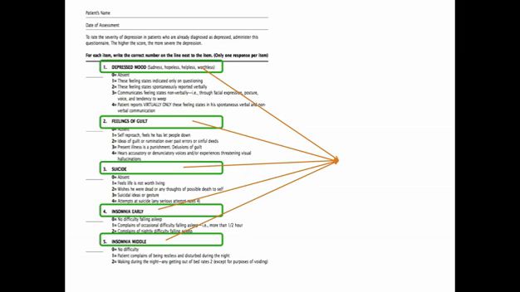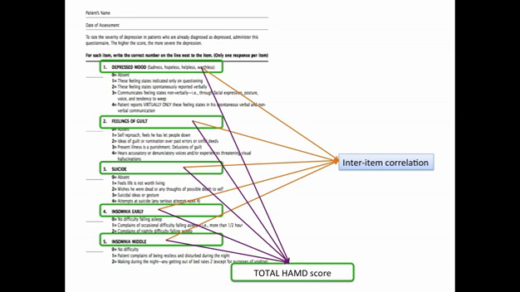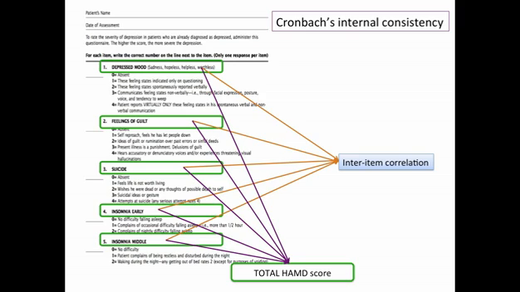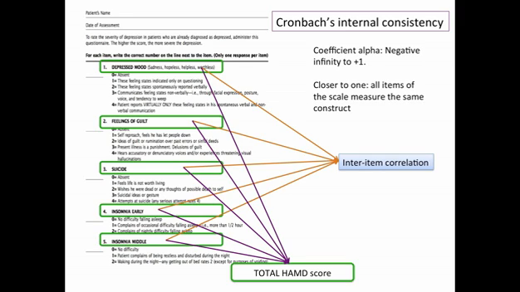In any reliable scale, the individual items should all measure the same thing. So they should be correlated with one another. This is called inter-item correlation. Similarly, the individual item scores should also correlate well with the total score obtained from the scale. These relationships are captured by Cronbach's alpha or internal consistency. The alpha coefficient varies between negative infinity to plus 1 theoretically. Values close to plus 1 suggest a high degree of internal consistency.